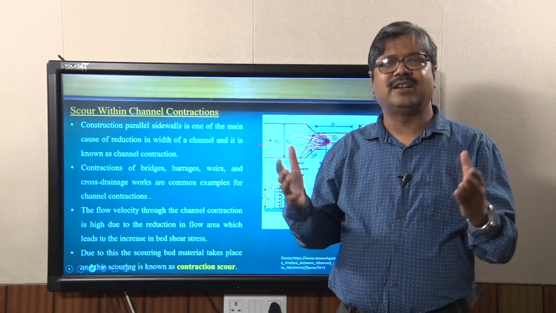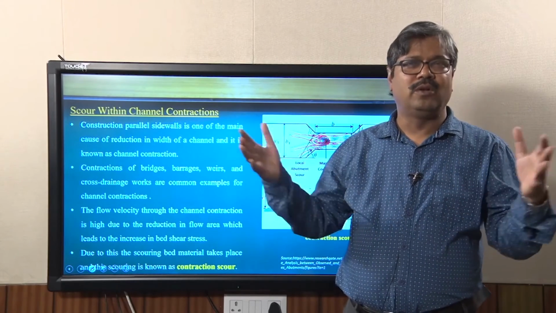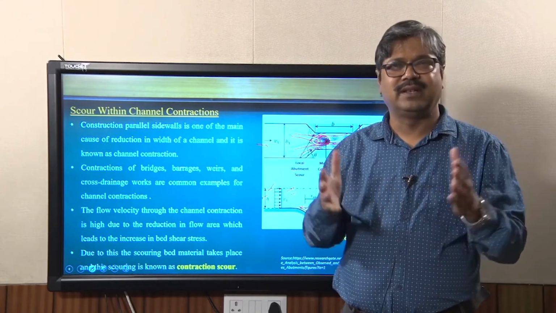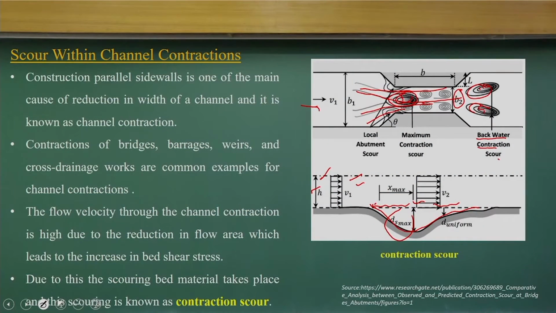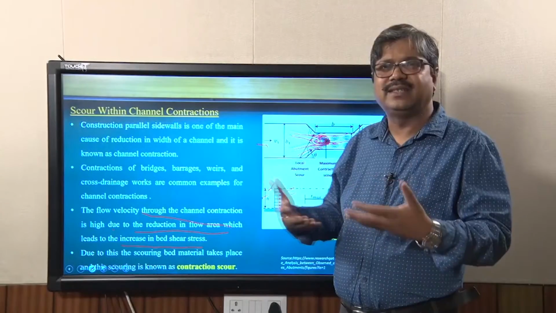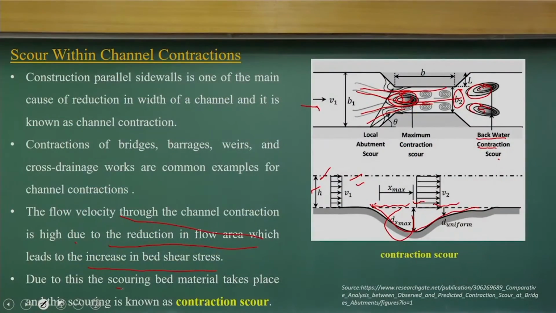We can get it if you conduct a lab experiment with a flume. If you have a contraction point and flow, you can easily see these contraction zones and the scouring zones where scour happens. The flow velocity through this channel contraction is high due to the reduction of the flow area, which is a basic thing, and that increases the bed shear stress. As the flow velocity increases, the bed shear stress increases. Due to this, scouring of bed material takes place. That is what we call contraction scour.